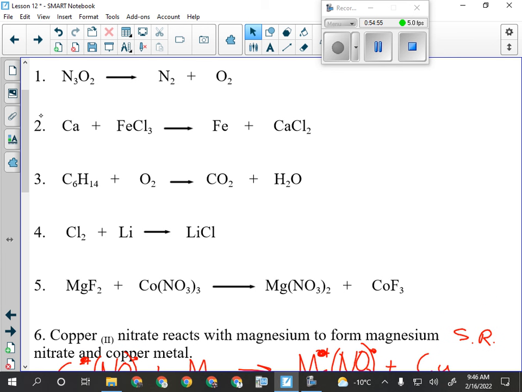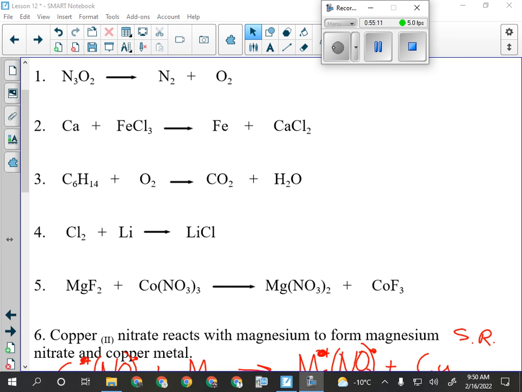Okay, they're like the first ones we did. I give you the formulas, you give me the names, reaction type, and balance. Okay, only way we get better at this, guys, is to practice. So, okay, that's what we're taking our opportunity to do right now. Let's look at the first one here.